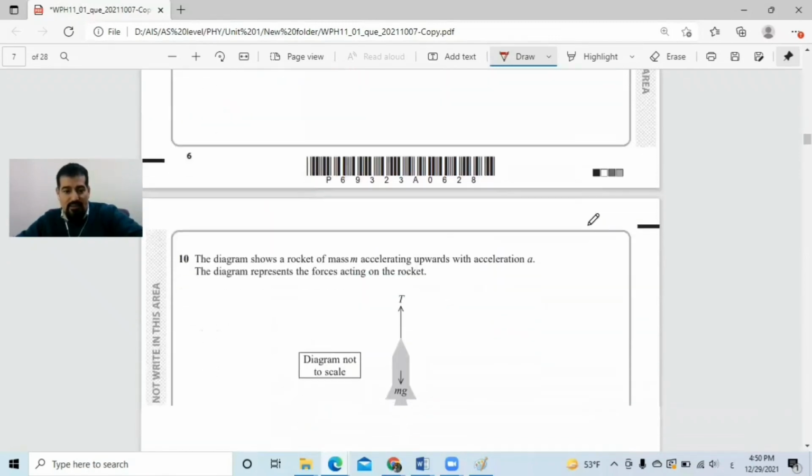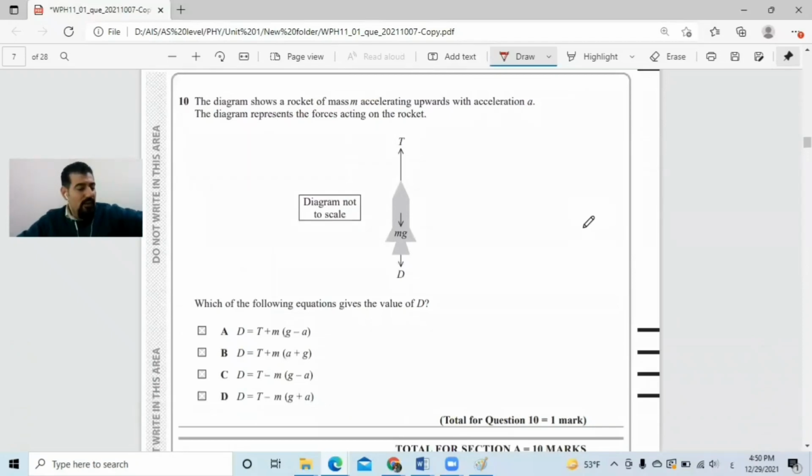Next, the last question. What do they say? The diagram shows a rock of mass m accelerating upwards. That means the force up is greater than the force down. That's not to scale. The acceleration is a, and the diagram represents the forces. There's weight and there's a thrust force and there's drag. Which one of the following equations gives the value of D?